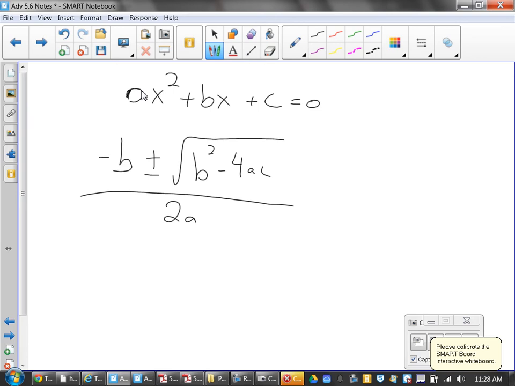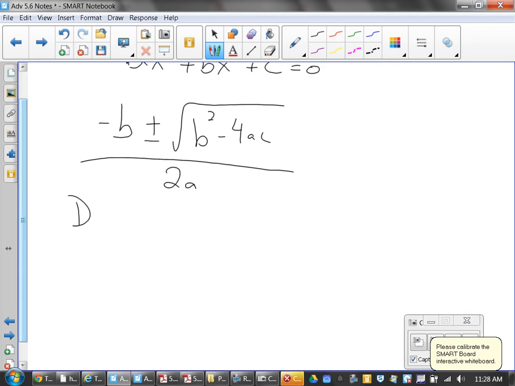The new part that I want to tell you about, that you probably remember a little bit of, is what's called the discriminant. The discriminant is the junk underneath the radical. The discriminant is the b squared minus 4ac.